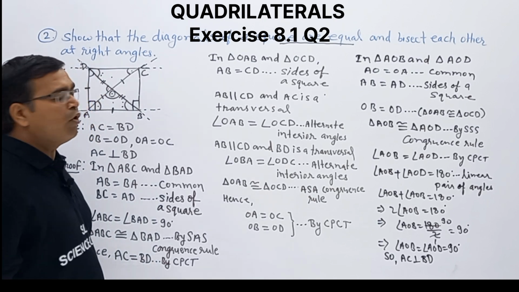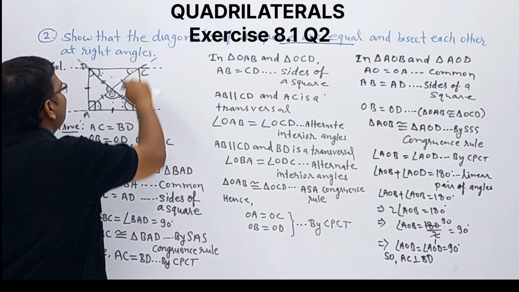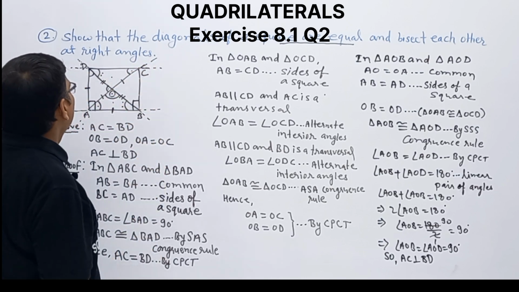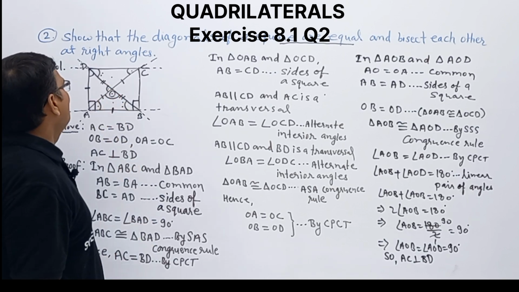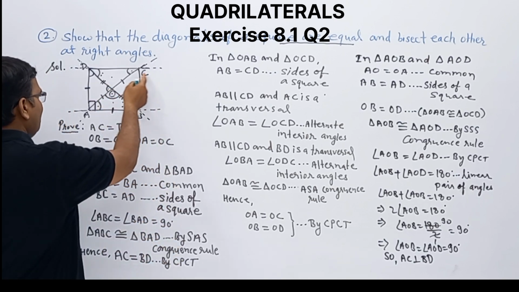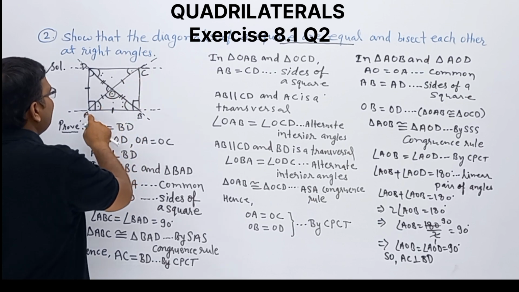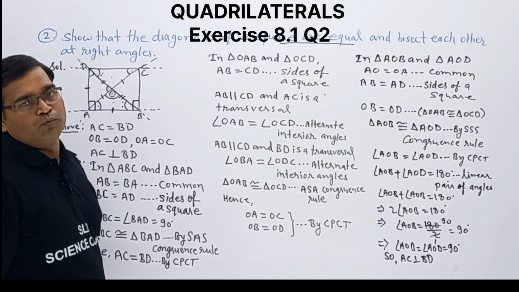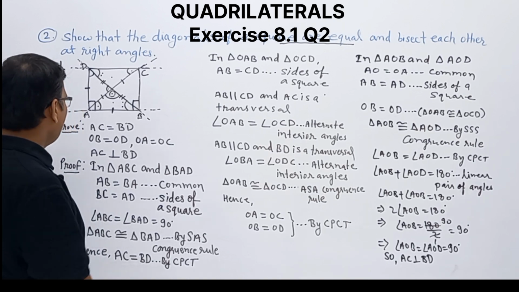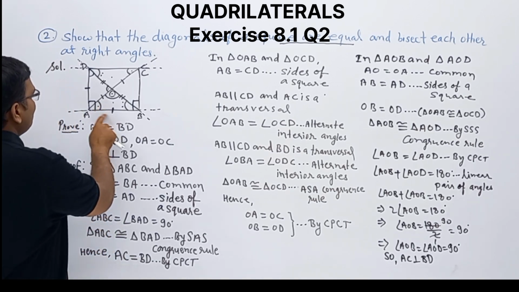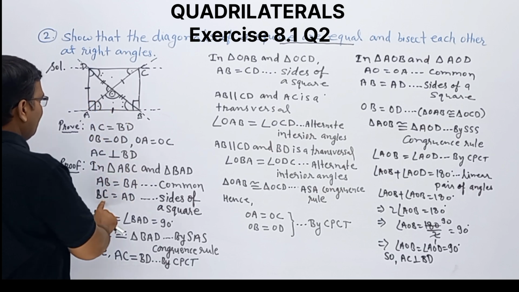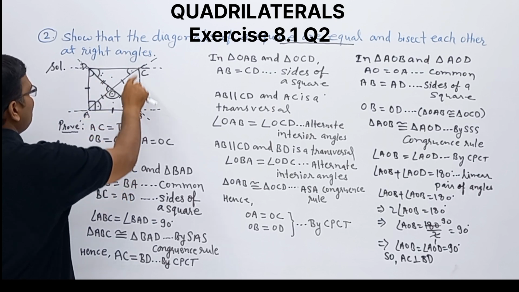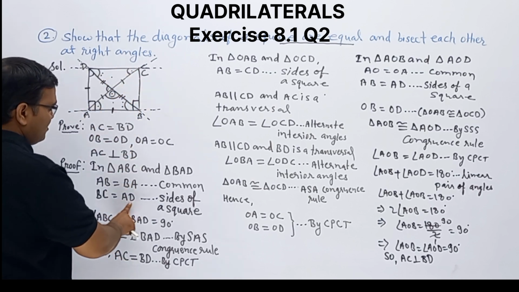So first we want to prove that these diagonals are equal. So how we will prove? To prove these diagonals are equal, we will take 2 triangles. One is ABC, another triangle is what? BAD. Take these 2 triangles and prove these are congruent. So in these 2 triangles AB is common, BC equal to AD. These are sides of a triangle.